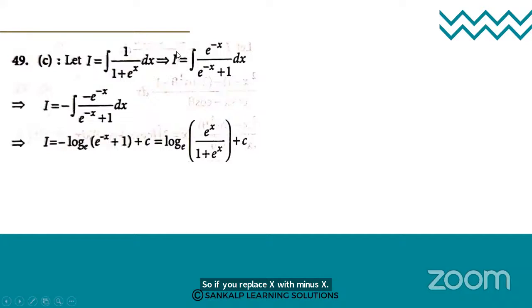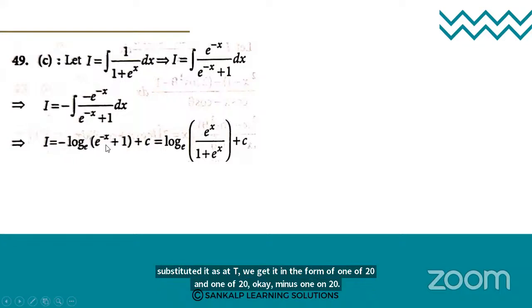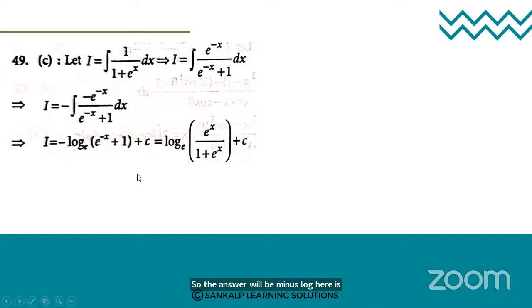So if you replace x with minus x, you will get it in the form of I is equal to e raised to minus x upon e raised to minus x plus 1, and then replace this denominator with t. When we substitute e raised to minus x plus 1 as t, we get it in the form of minus 1 upon t. So the answer will be minus log of e raised to minus x plus 1 plus c, or on simplifying, we get log of e raised to x upon 1 plus e raised to x plus C. That is, option C will be the right answer.